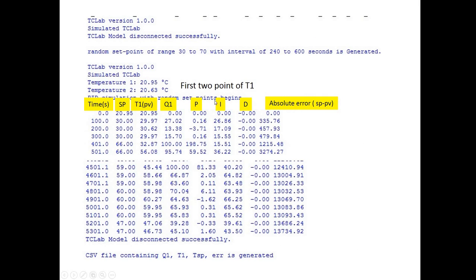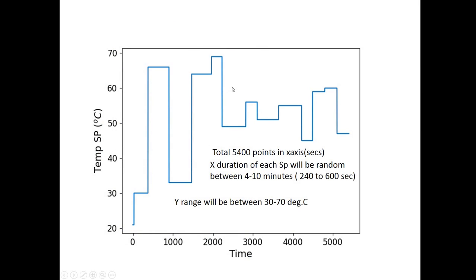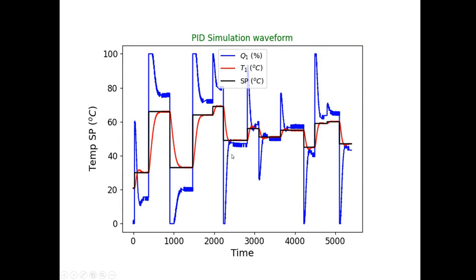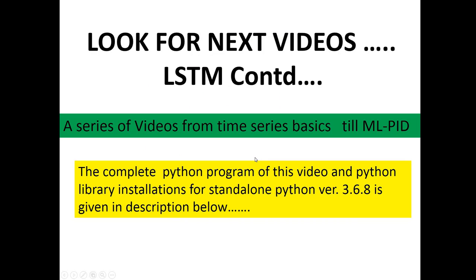Once you have this data set ready, it can be used as a basic data set of a PID. That was the most important part. You can see the Q1, T1, TSP, error, etc., practically how it was looking, and this is what you have created. It has simulated the profile of the PI system trying to reach the set point. The entire graph you see has been divided into 5,400 rows, and data has been stored. This picture is converted into numbers, that's called the data set. Look for the next videos for the continuation of this. Thank you.